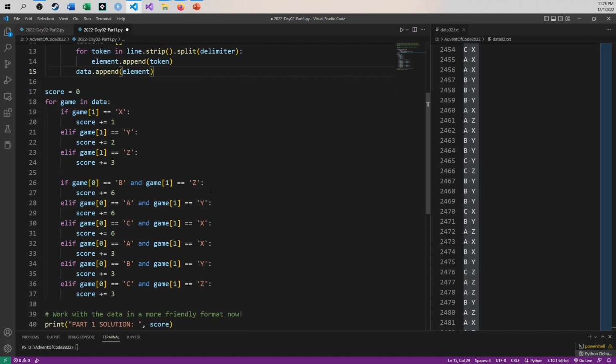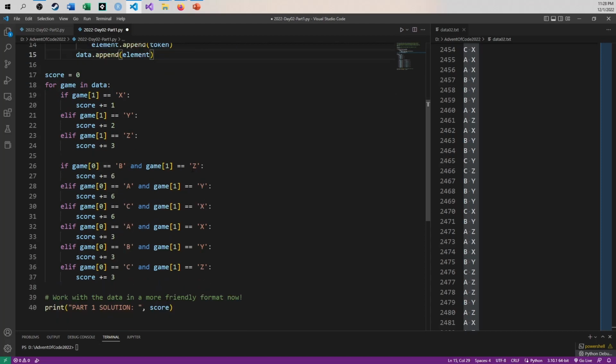But you can see here it really is just a matter of brute forcing it for me and just saying, hey, is the right side an X? Yep, score a point. If it's a Y, score it 2. If it's a Z, score it 3. Otherwise, of the 6 conditions that are not ties, we just have to figure out what's going on.